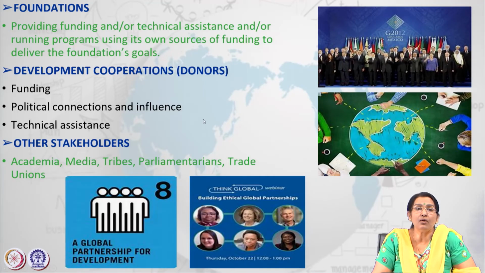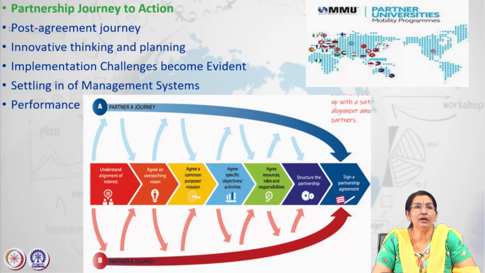So, how can all these stakeholders contribute substantially to strengthen this international global partnership network to achieve all the other 16 SDGs for every nation, every country, and every continent of this world? Now, how will this partnership journey look? Initially some kind of formal agreement will be there, then thereafter the post-agreement journey will start. Innovative thinking and planning will be a part of the brainstorming session.